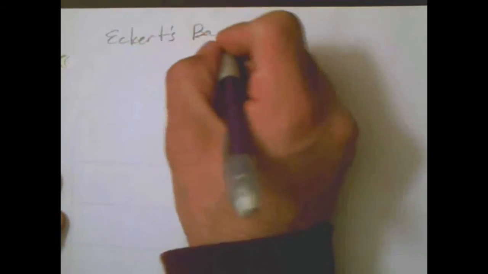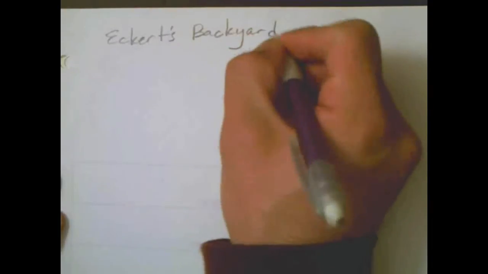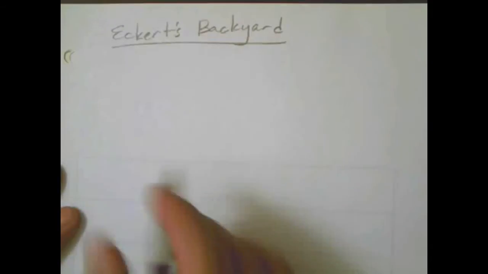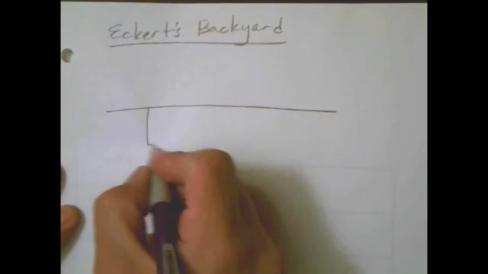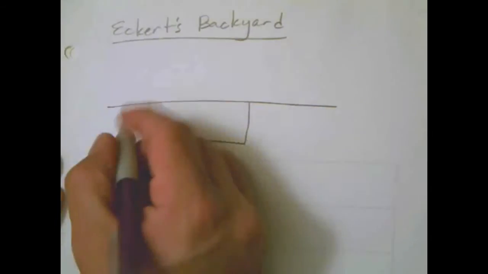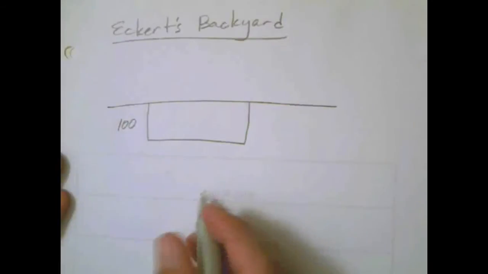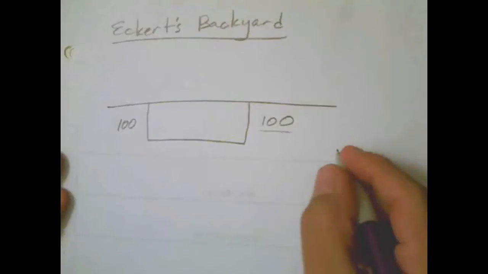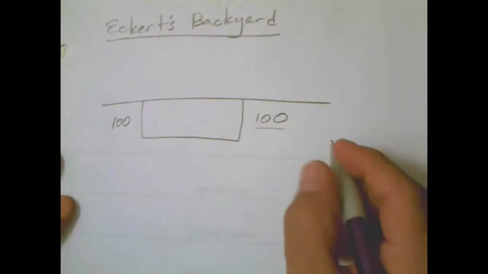Okay, so the first thing we're going to be working on here is Eckert's backyard. And we studied this before we left for break. And you'll remember my backyard had to be in a rectangular shape up against my house. And I'm just going to give you one example. If this was 100, then we knew that this side was also going to be 100. And we had a total of 500 feet.